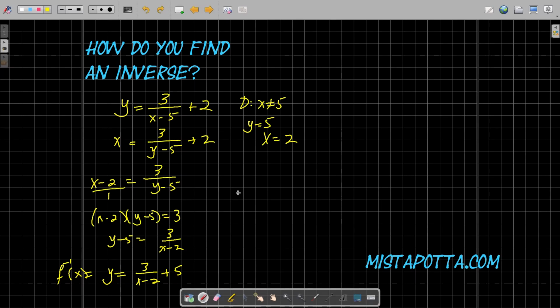So I have this restriction that basically says that f inverse of x equals 3 over x minus 2 plus 5 when x is not equal to 2.